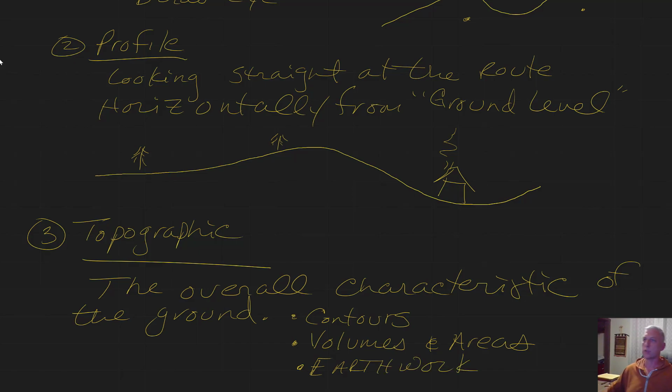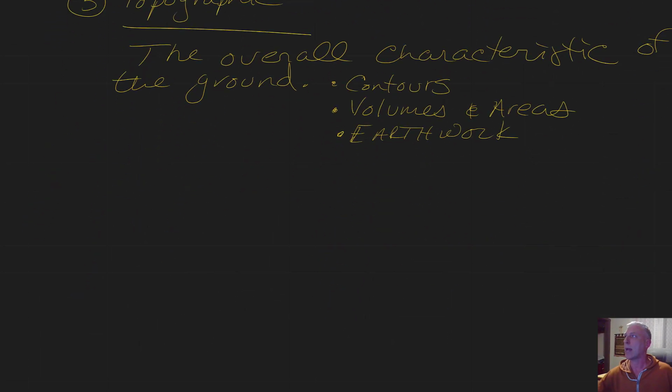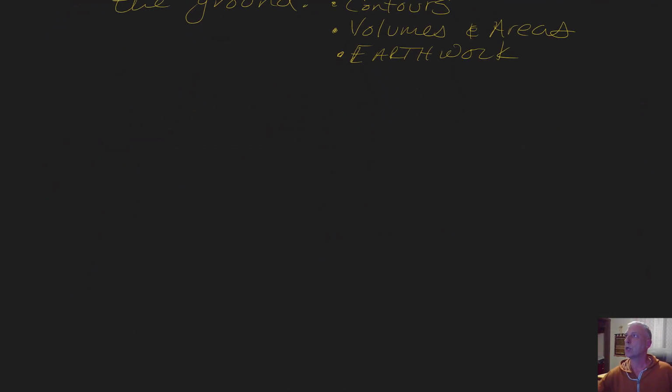So all three of those components taken together with all of their parts are what essentially make up the route, and how we use those smaller details to design and communicate the elements of the route to other people.